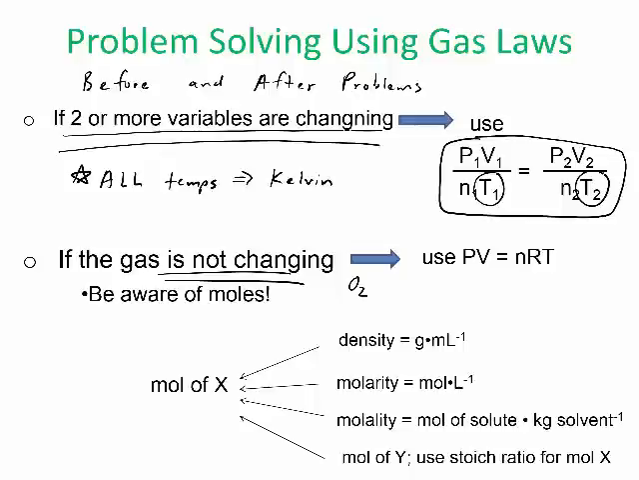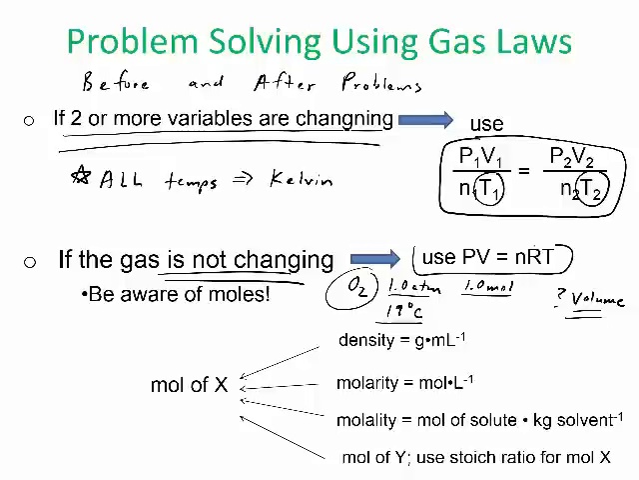If you notice the gas is not changing, for example, if you have O2 at 1 atm and 19 degrees Celsius, and you have 1 mole of it, there is no before and after here. It's just here's a gas, here's what pressure it's at, here's how much of it you have, and here's what temperature it's at. Tell us what volume it is. If you have a problem like that, then we use PV equals nRT.